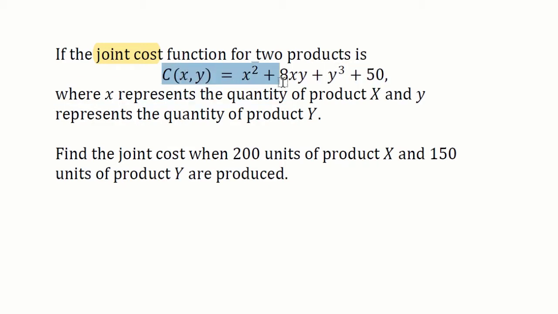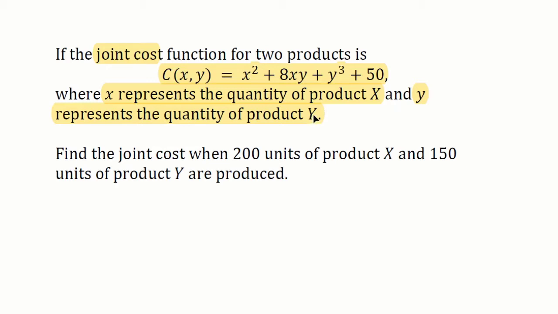So here, basically just think about it: we already have the joint cost function given to us. It's somebody else's job to derive this function, and now we're just going to take that function and do the work on it. So the x here represents the quantity of product x. It could be like what I was talking about earlier, x can be the number of stuffed bunnies, and y here is the number of stuffed giraffes. So x represents the quantity of product x, and y represents the quantity of product y.